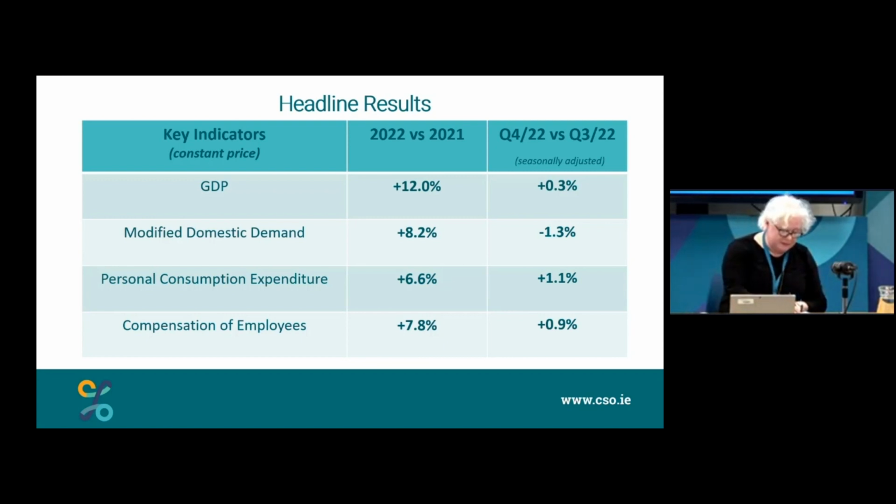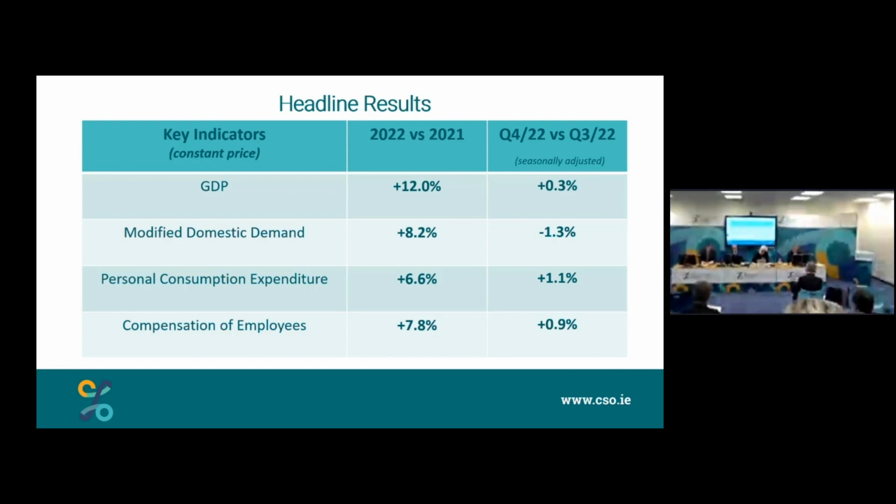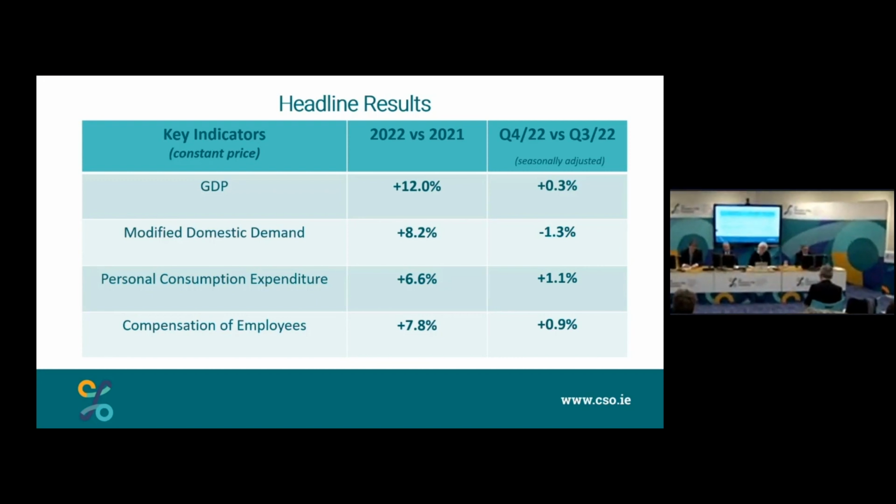I was just wondering if you could go over again the reasons for the disparity between the flash estimate for Q4 GDP and the outcome, and whether that's the same explanation in part for the negative figure for modified domestic demand, and is that also the explanation behind the negative figure for modified domestic demand in Q3, and does consumption have a role to play as well?